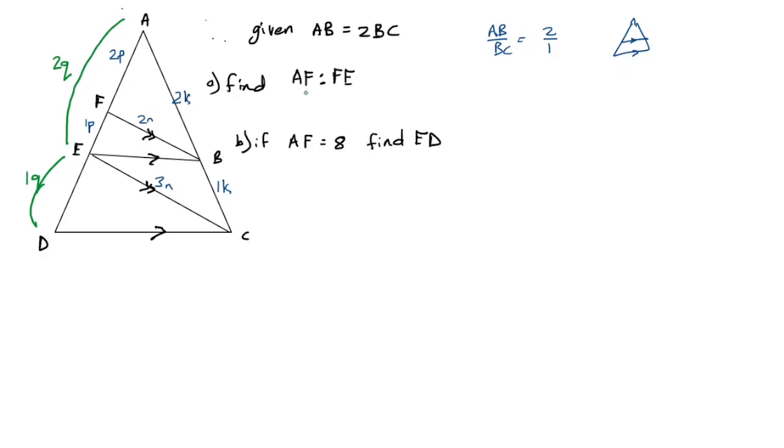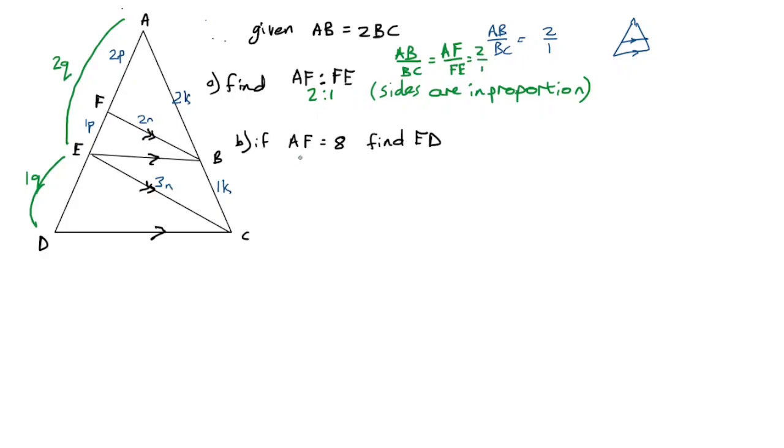And so what is AF to FE? AF, here it is 2P, is to FE. So it's just 2 is to 1, and the reason for that is the sides are in proportion. I would have probably said something like AB over BC equals AF over FE equals 2 is to 1, something like that, just to begin with.